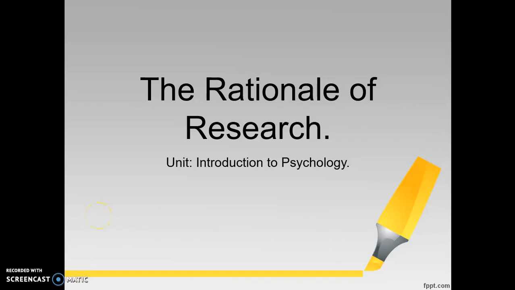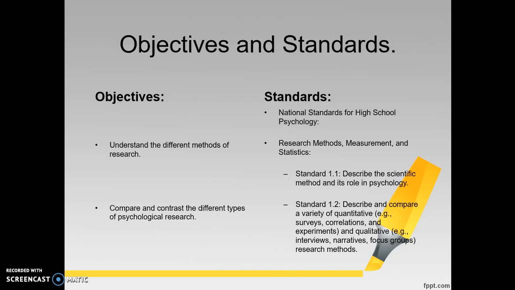All right, everybody, welcome to our topic here, the rationale of research. So we're going to look at some of the methods of collecting research, how psychologists analyze research, and why they do so. So that's kind of our discussion for today.